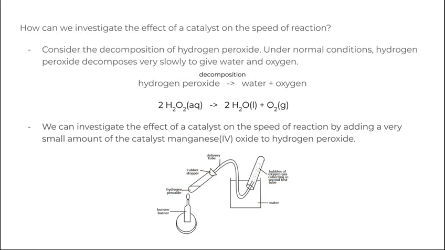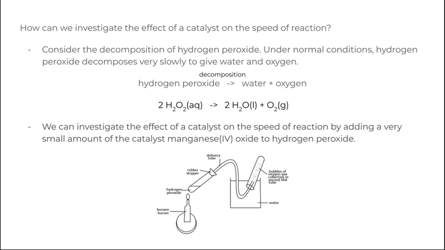How can we investigate the effect of a catalyst on the speed of reaction? Consider the decomposition of hydrogen peroxide. Under normal conditions, hydrogen peroxide decomposes very slowly to give water and oxygen. We can investigate the effect of a catalyst on the speed of reaction by adding a very small amount of the catalyst manganese dioxide to hydrogen peroxide.